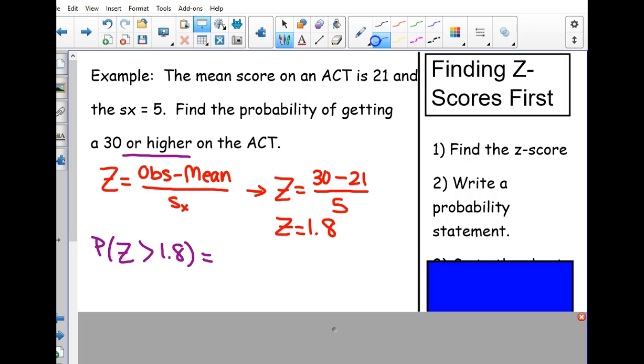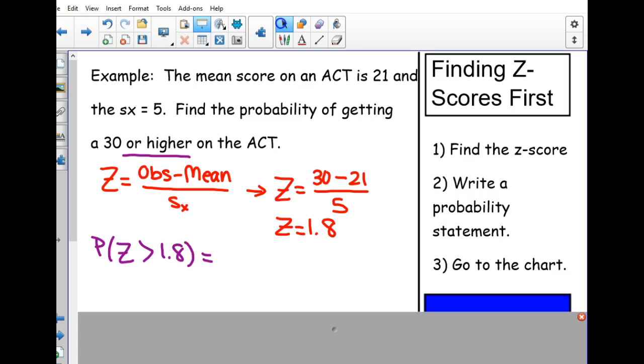Now go to your chart. Find the probability for 1.8. So this is step 3. Now what do you notice about 1.8? It doesn't have a second decimal place. So what is that second decimal place? 0. 0, very good. And what did we get for that probability, you guys? 0.9641. 0.9641.